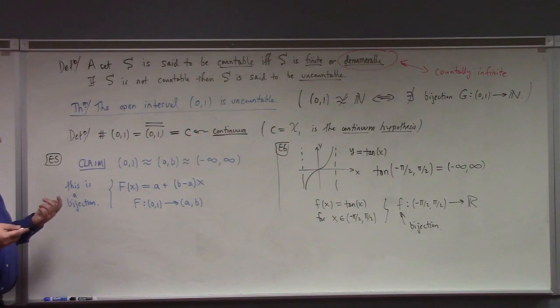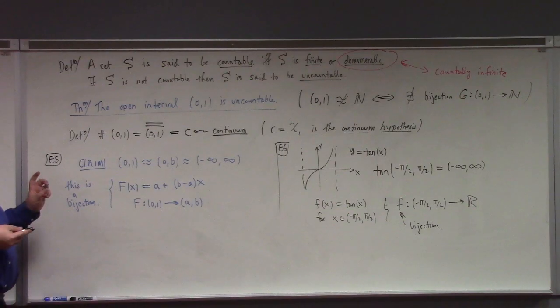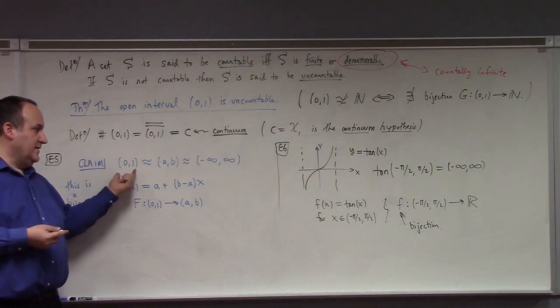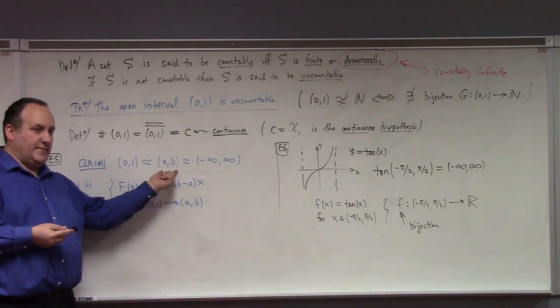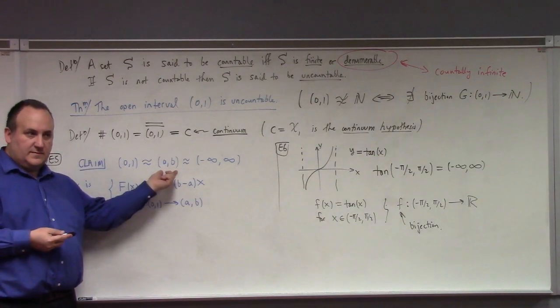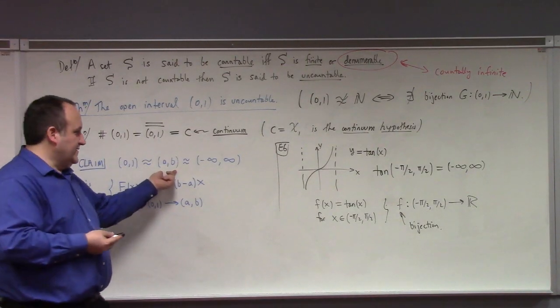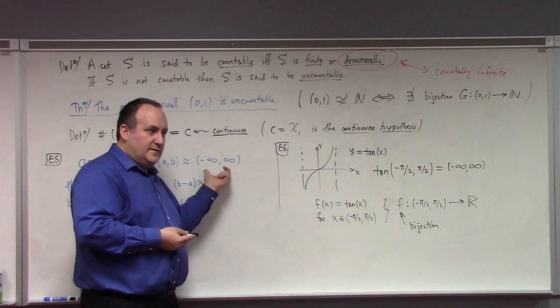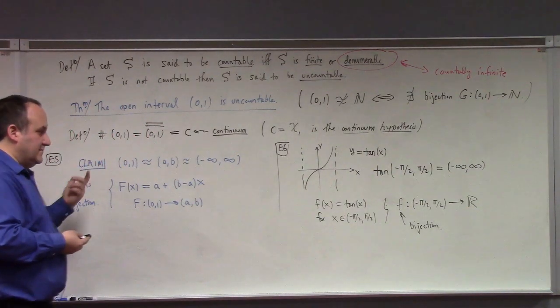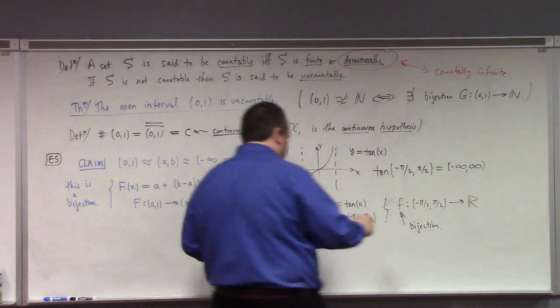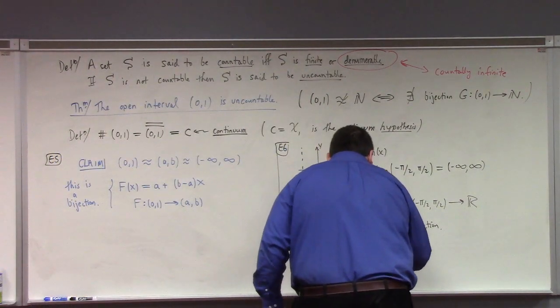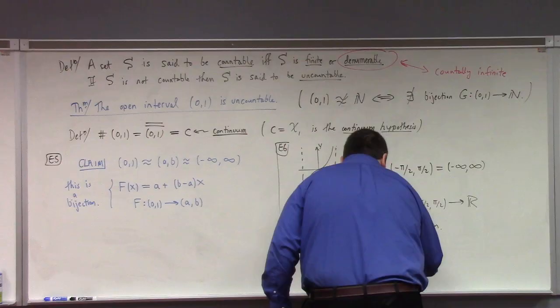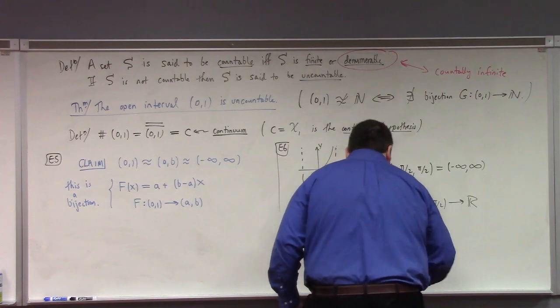So that shows you that (0,1) is equivalent to (minus pi over 2, pi over 2). But then by the tangent function, it's equivalent to (minus infinity, infinity). So this shows you the cardinality. What's the cardinality of the real numbers? It is the continuum.